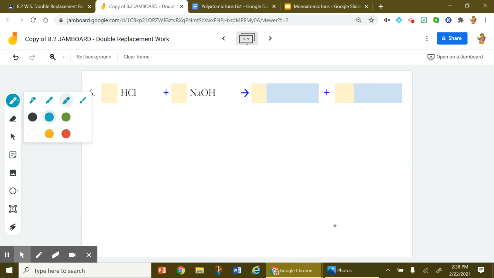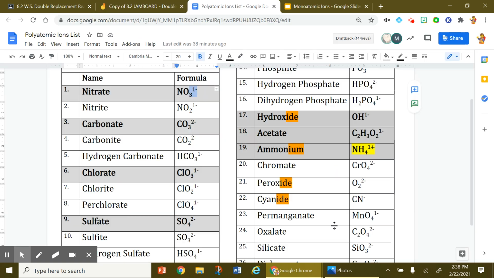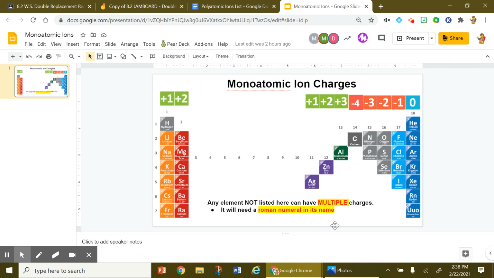Now, this isn't going to be so bad. A lot of this is familiar. First off, we got the charges. Hydrogen forms a 1 plus charge. All right, take a look. Hydrogen, 1 plus charge. Chloride, Cl, over here, has a -1 charge.